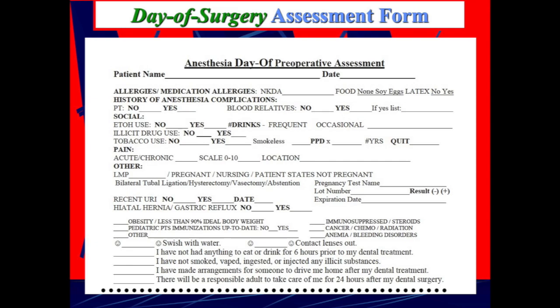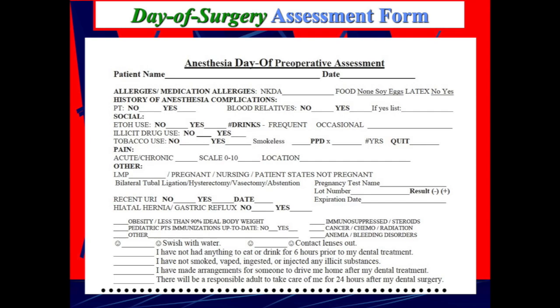We can check the boxes that talk about obesity, if they've had their immunizations, if there's other things that are not on this form that you want to write in, if they're immunosuppressed, if they're on steroids, if they've had cancer or have had chemo or any radiation, which could be ongoing, if they have any anemia or bleeding disorders. We've covered that in this day of pre-op assessment.